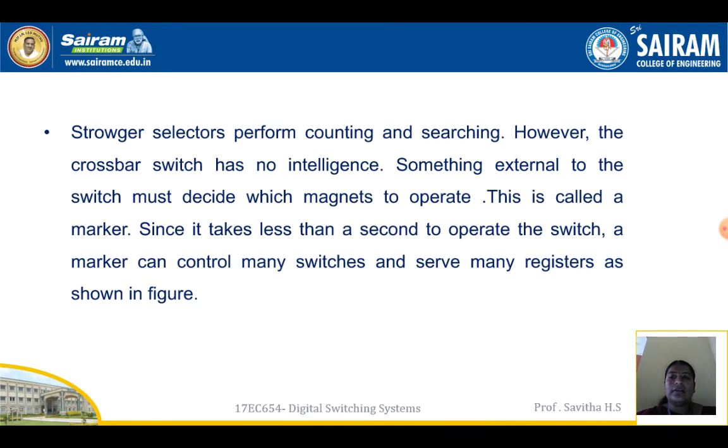Strowger selectors perform counting and searching. However, the crossbar switch has no intelligence. Something external to the switch must decide which magnets to operate. This is called a marker. Since it takes less than a second to operate the switch, a marker can control many switches and serve many registers as shown in the figure.